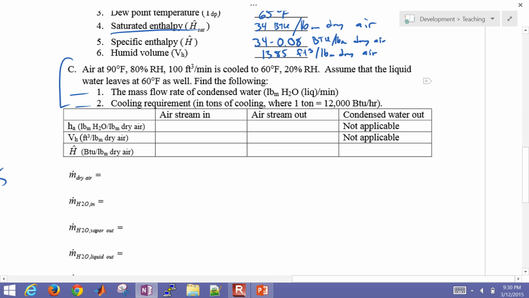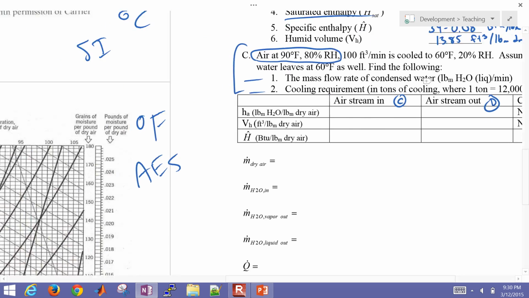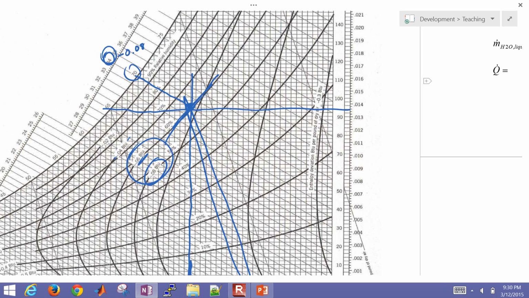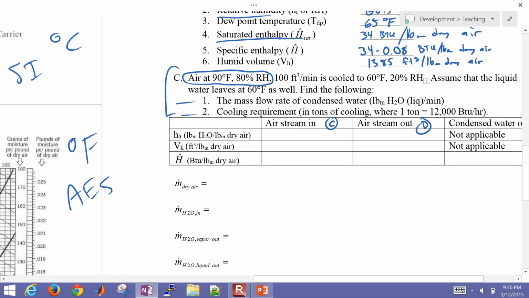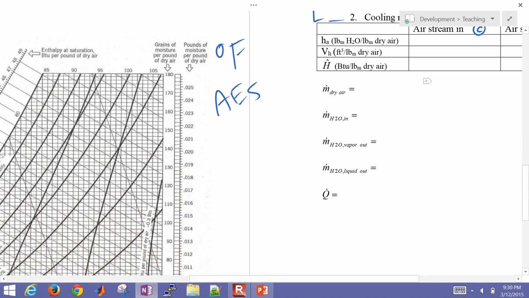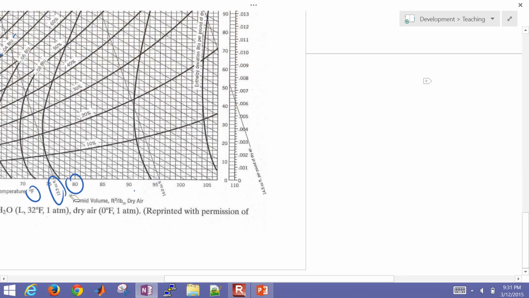Okay, so we're just going to go through and fill in this table first of all. I'm going to call this point C. The other ones were A and B, and I'll call this one D. So let's go with what's coming in, that's the air at 90 degrees Fahrenheit and 80% relative humidity. I'm going to come over here to this chart. Let me erase some of these lines that I had drawn. So we want first of all 90 degrees Fahrenheit and 80% relative humidity.